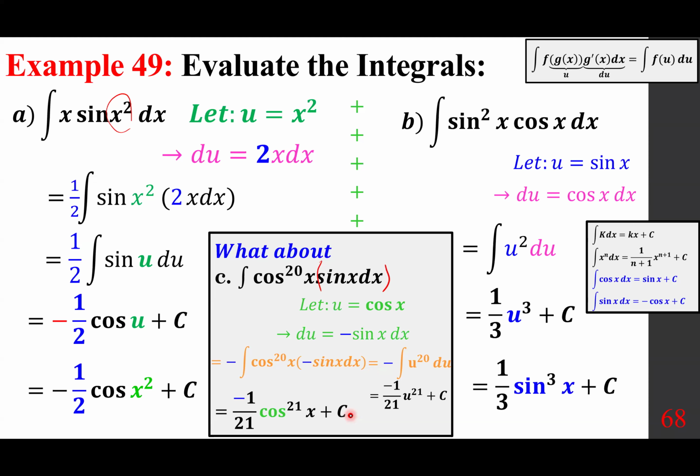So the argument has the exponent, that is the choice of u. Sine has the exponent, that is the choice of u. Cosine has the exponent, that is the choice of u. That's how it works.